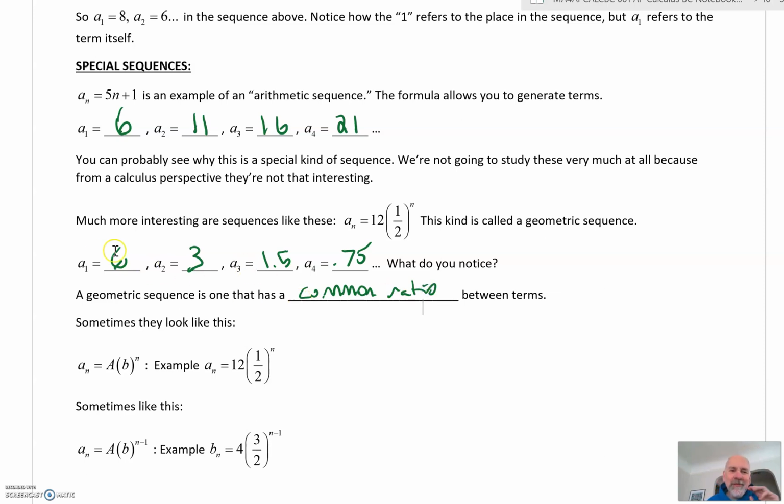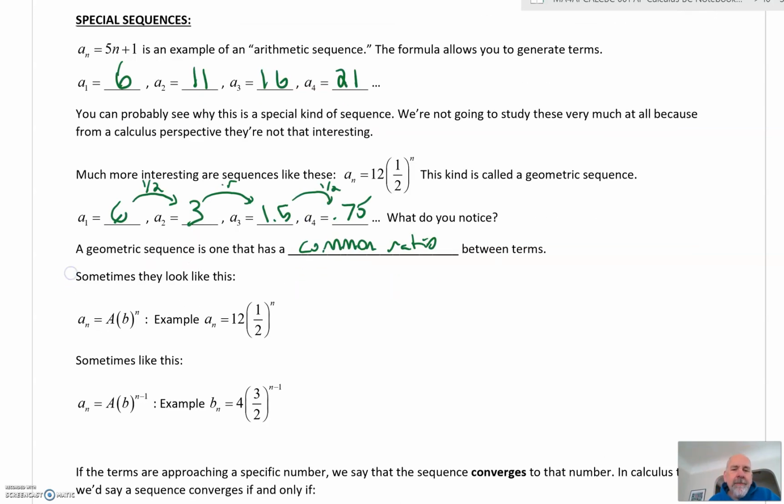Now you might be a little confused because ratio, like, is the ratio 6 over 3 or is it 3 over 6? If we just say a ratio between terms, it's not clear. And so you always want to think of the ratio as what you multiply by to get to the next term. So we multiply by 1/2, and so that's what the ratio is. So R is 1/2 in this case. R equals the ratio.